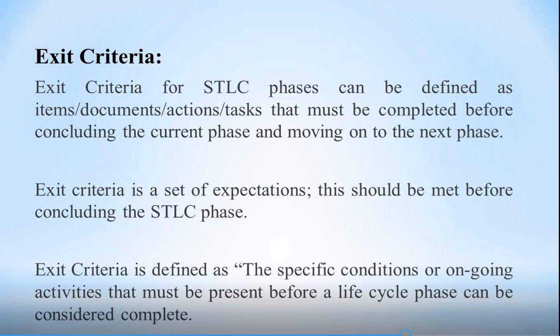Exit criteria for software testing lifecycle phases can be defined as items, documents, actions, and tasks that must be completed before concluding the current phase and moving on to the next phase. Exit criteria is a set of expectations that should be met before concluding the software testing lifecycle phase. It is defined as the specific conditions or ongoing activities that must be present before a lifecycle phase can be considered complete.